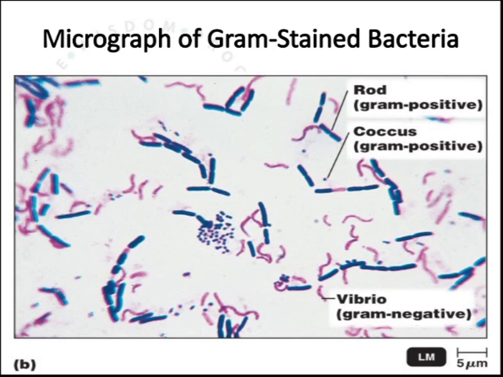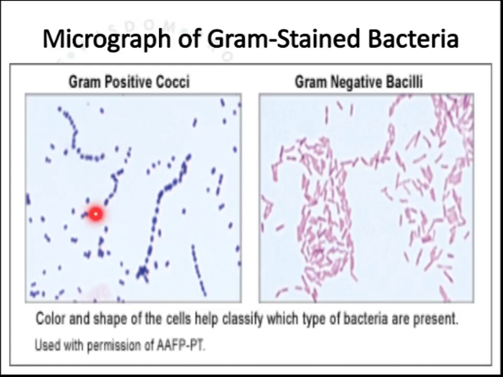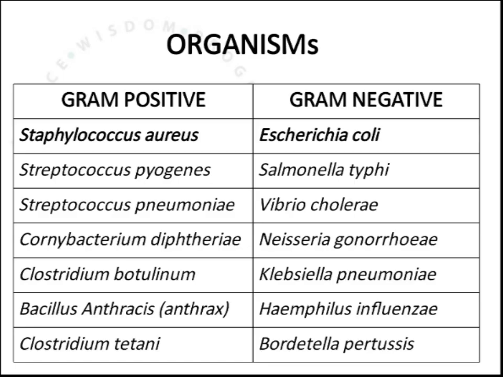So this is a micrograph of Gram stained bacteria. The blue colored organism is Gram positive. A blue colored organism may be either bacillus or cocci. Anyway, the color will decide Gram positive or Gram negative. So blue color will be Gram positive organisms and Gram negative will produce a red or pink color. This is another micrograph. Here the blue colored organisms show Gram positive cocci. Here is Gram negative bacillus. These are some examples of Gram positive and Gram negative bacteria.